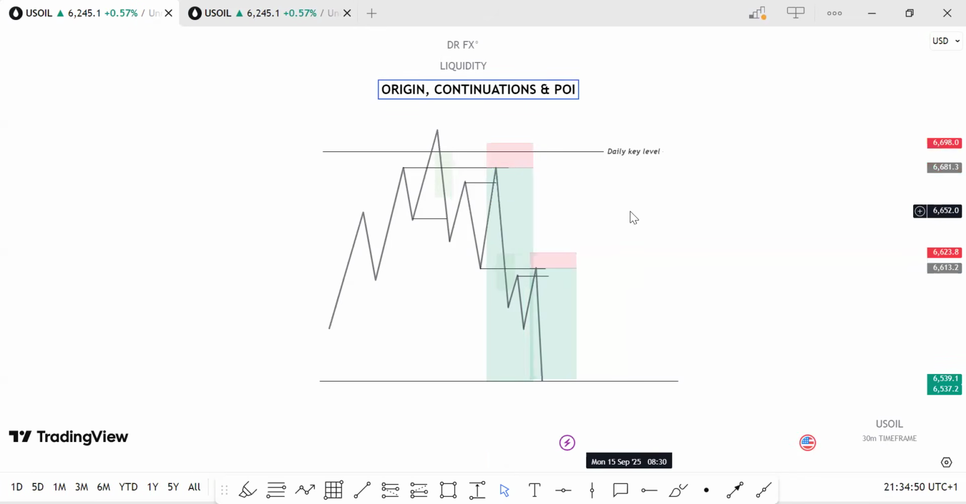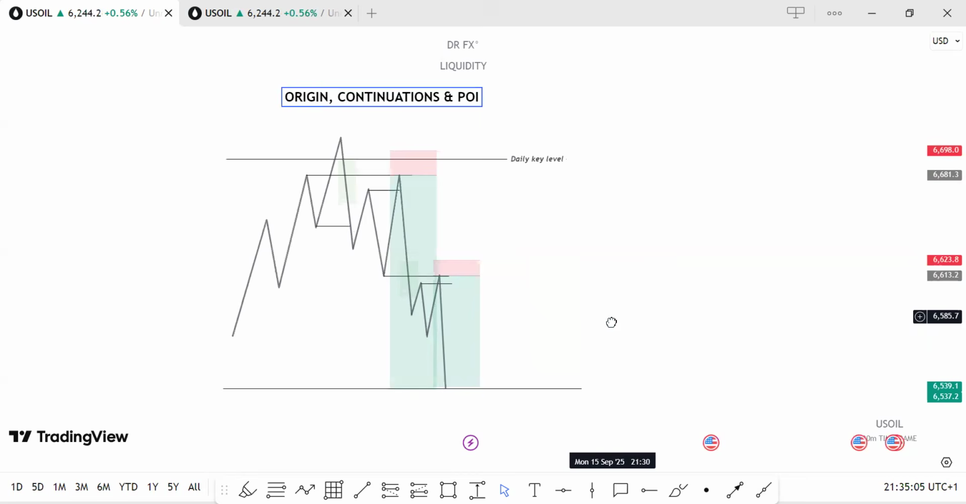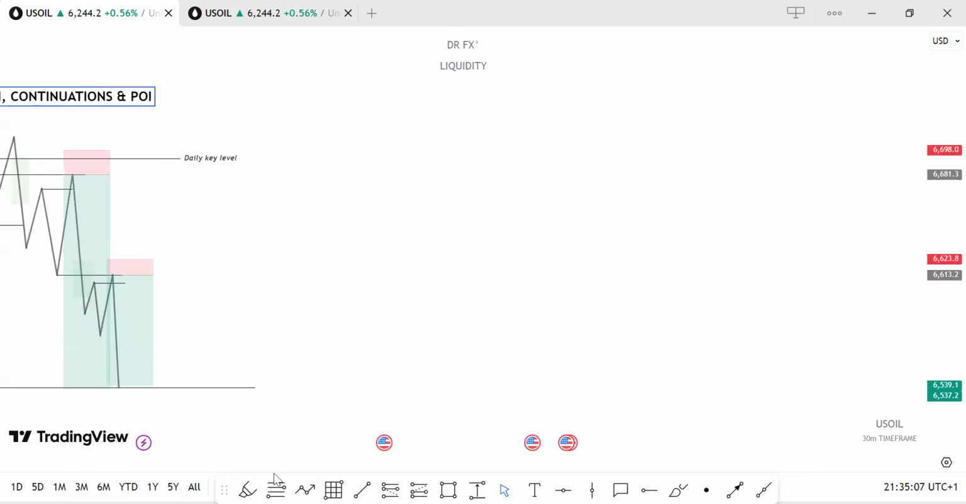Now, quickly, that's for A plus when you have a storyline. Now let's talk about B plus continuations. I don't know about B plus origin because I trade origin only A plus. Sometimes I trade B plus continuations. Now, how does a B plus continuation look? The same type of setup I'll draw for a buy.